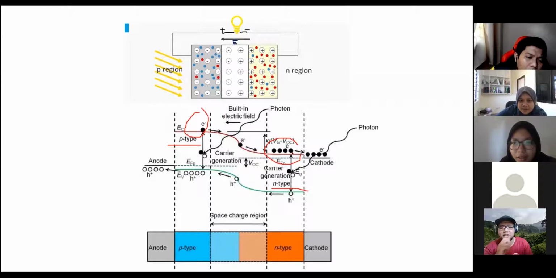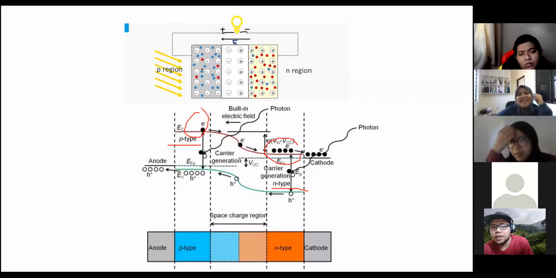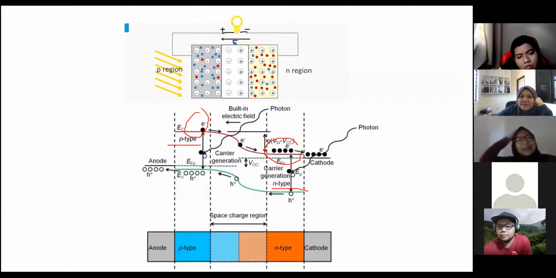Why, in the picture above, the picture at the top, in the P region there are a lot of minus signs, so it represents the electrons. I was wondering why it is minus and not plus in the P region. No, in the P region, the blue one represents the holes. The negative that you see here is the ionized atoms.